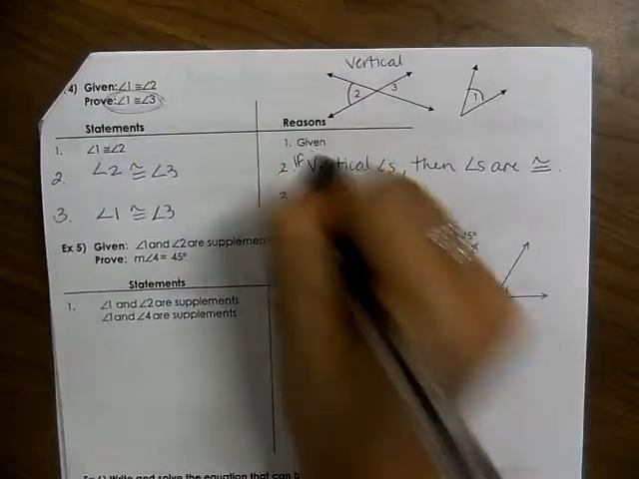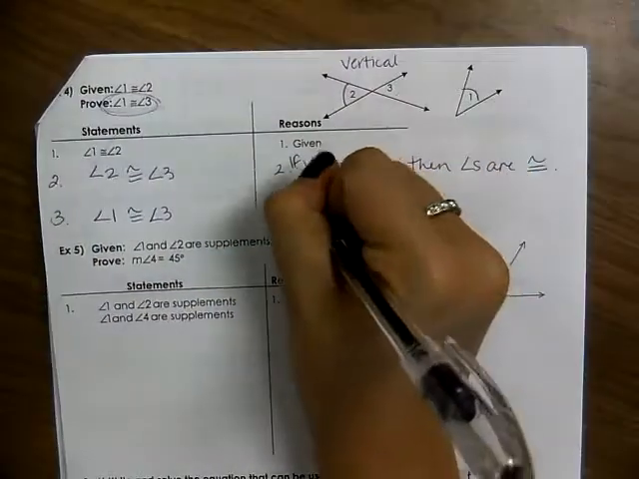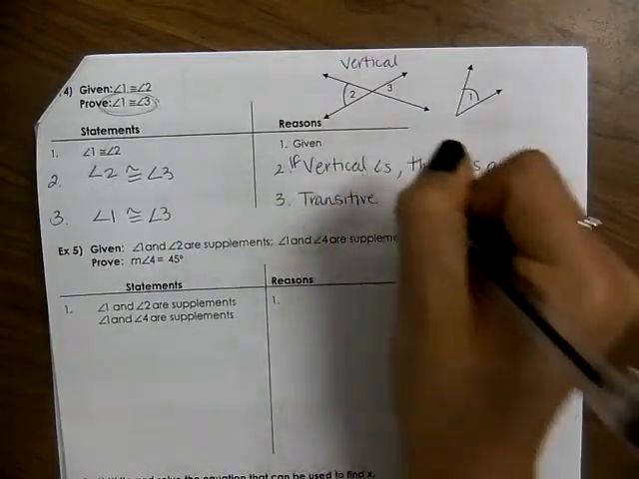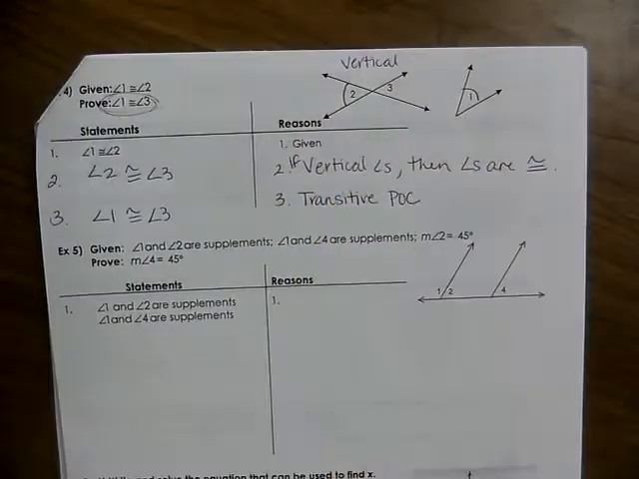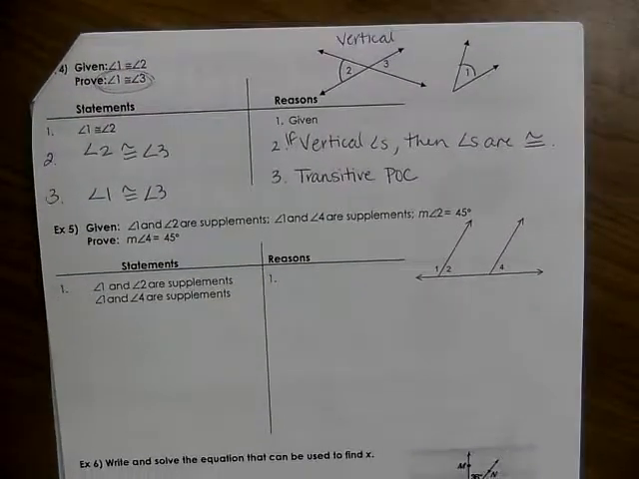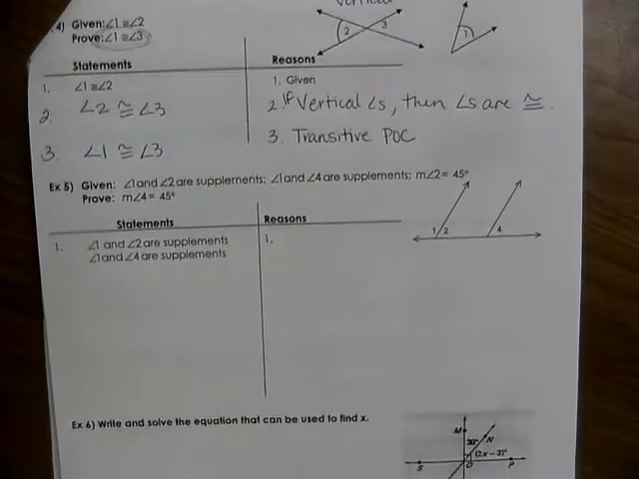And hopefully you remember the name of the property. It's the transitive property of congruence. POC, right? We're talking about congruence, we have to use the C there. When you talk about equality, you use the equals. Okay, so that was a nice, short, easy proof. All right, let's look at this next one.